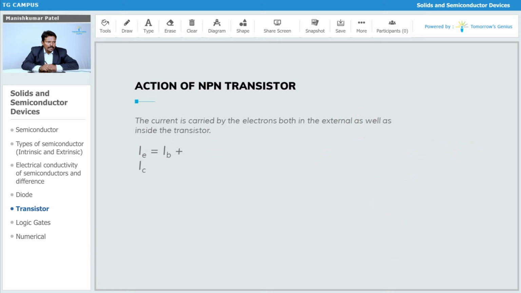Now for this also, how are we going to write it down? This is your IE, that is the emitter current. For this particular case, I can show that IE is equal to IC plus IB, where IC I can write as the collector current. So this is how we can write it down: IE equals IC plus IB.